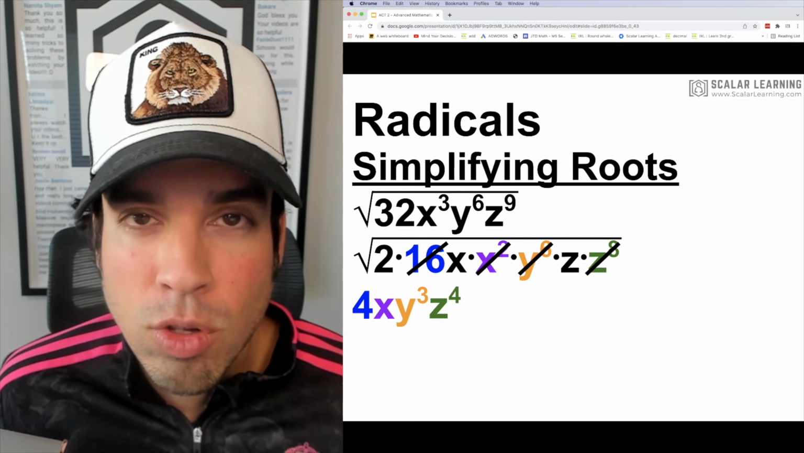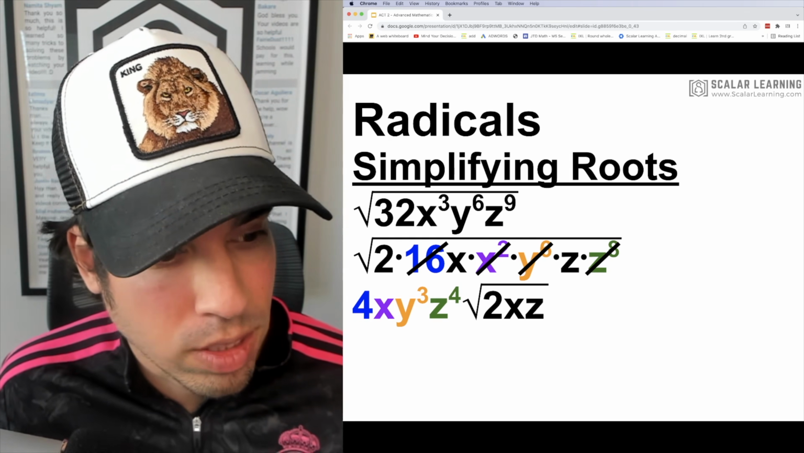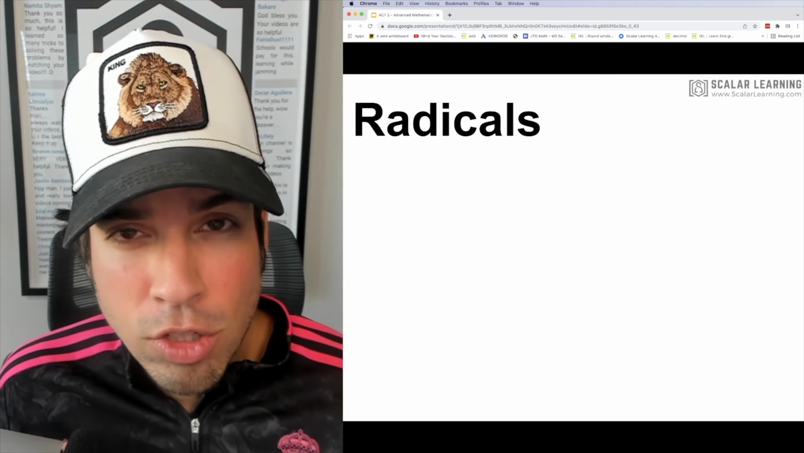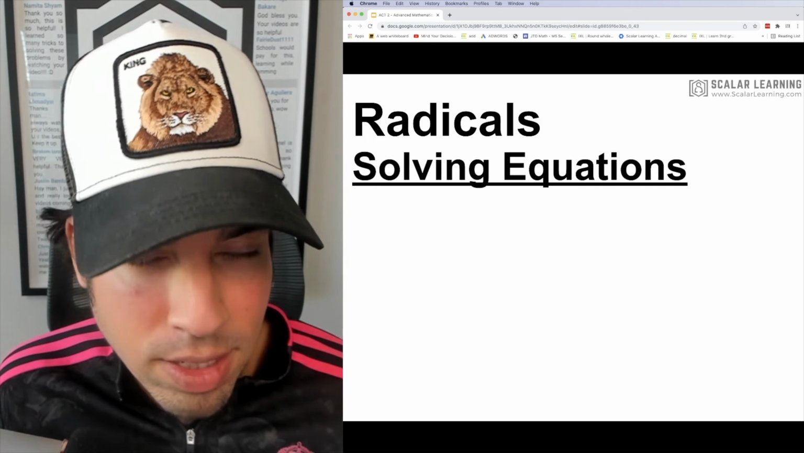What about everything else? Those are all stuck inside of the square root prison. The 2, the x, and the z have to stay back. Boom, done. Now let's talk about solving equations that involve radicals.